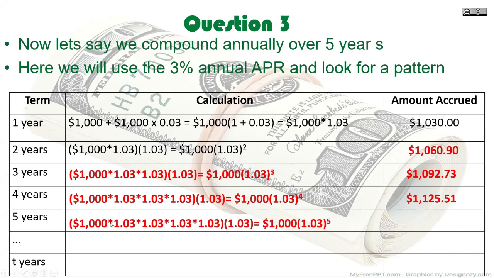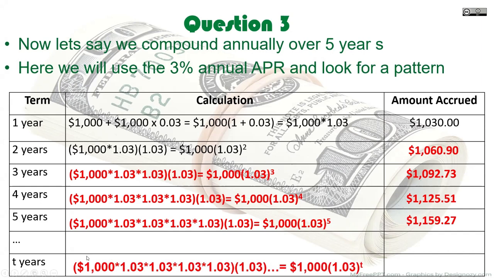$1,000, our original principal, 1.03 first year times 1.03 second year times 1.03 third year times 1.03 fourth year, and then finally our fifth year, 1.03. So we have this 1, 2, 3, 4, 5 times. So we bring that to the fifth power and multiply it by our principal to get $1,159.27. We can continue this process as we see there is a pattern here.